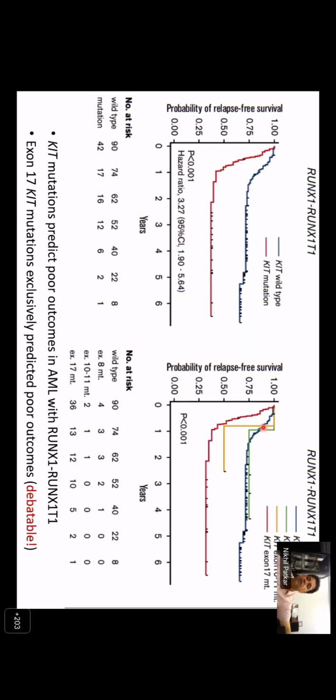And if you look closely at what kind of KIT mutation, you can see that patients who actually had exon 17 mutations did badly, but not the rest of them. All right. So they showed that KIT mutations predicted poor outcomes in AML with RUNX1 and RUNX1T1, and exon 17 mutations only were predictive of poor outcome. But this is debatable.